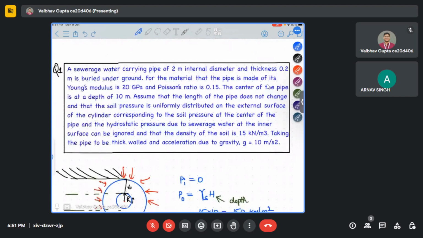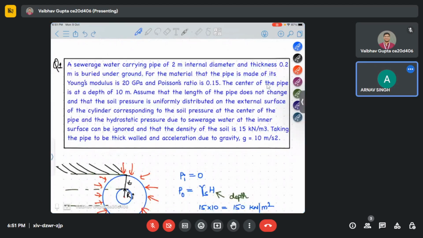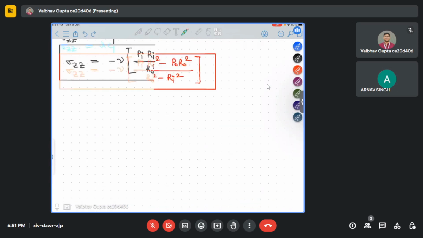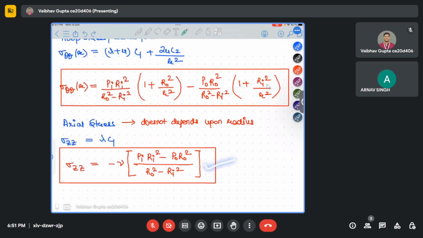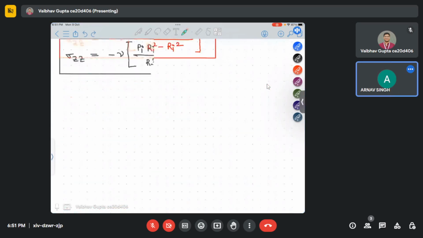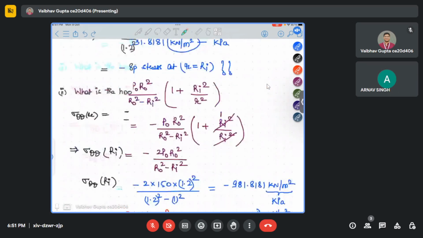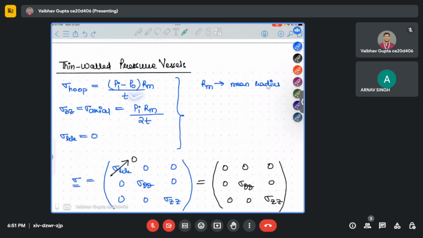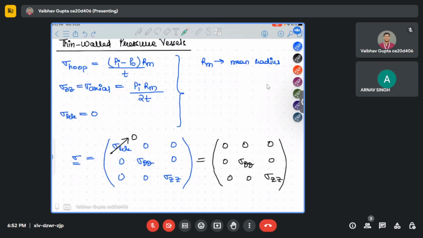See here, they will clearly mention thick wall or thin wall. If thick wall is there, you have to use this set of formulas, this, this, and this. If thin wall is given to you, you have to use a separate formula like this. Understood? And you have to read the question carefully.